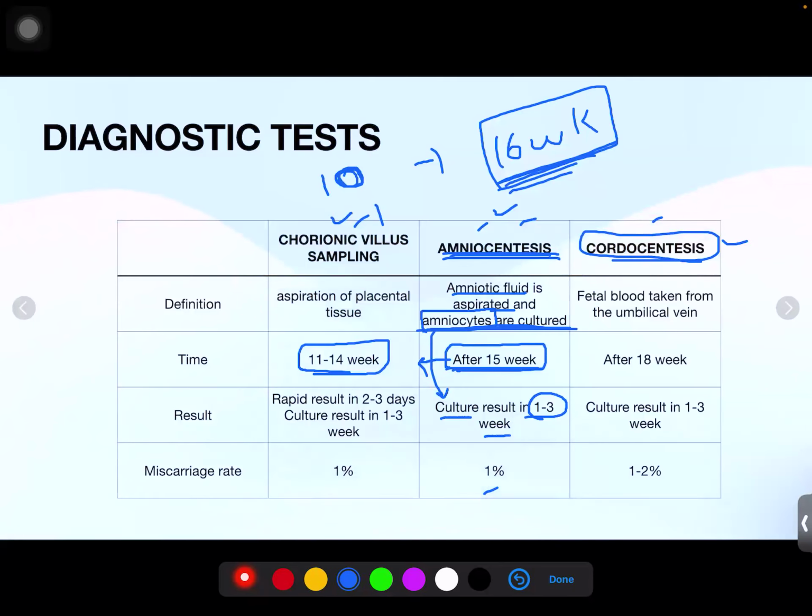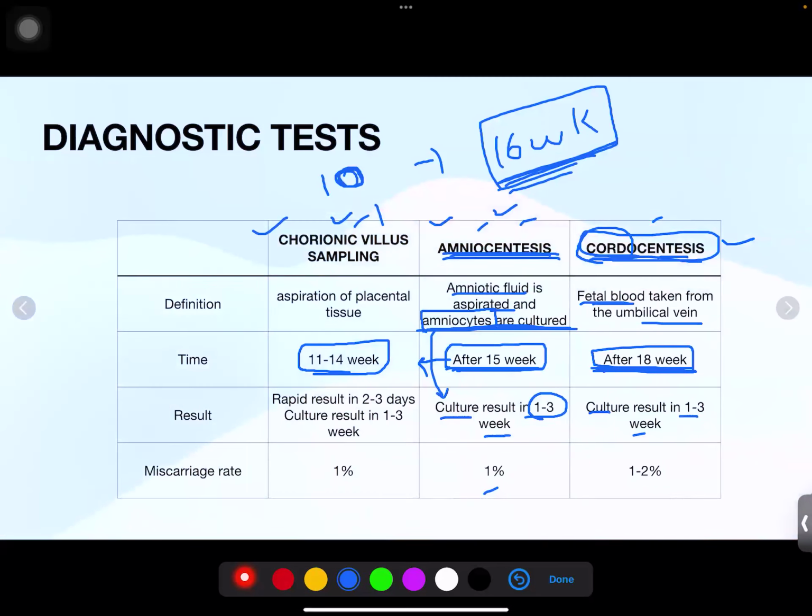Now, what is chordocentesis? The name indicates that it is a sample of the cord, the umbilical cord. Fetal blood is taken from the umbilical vein, and it has to be done after 18 weeks. It is actually very difficult to do chordocentesis. Training is mandatory for this procedure. It's not very common, and you have to take a culture, and the result will take 1 to 3 weeks. So mostly the question comes for chorionic villus sampling and amniocentesis.